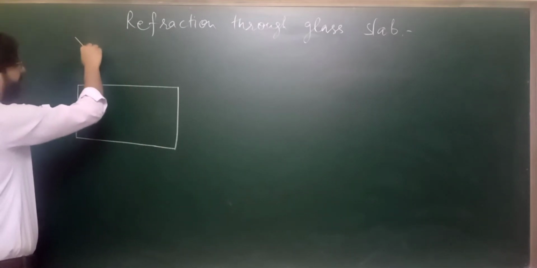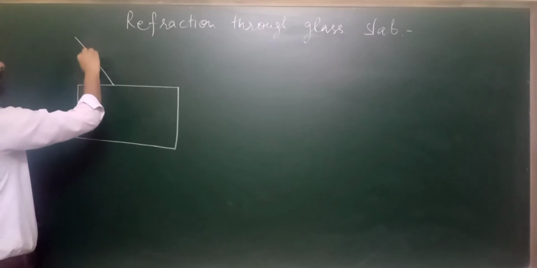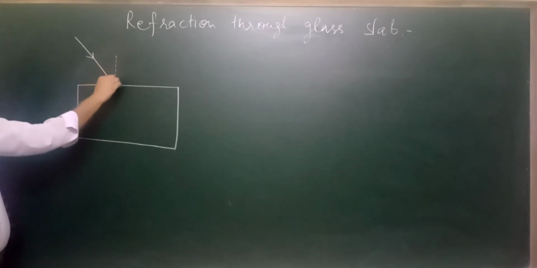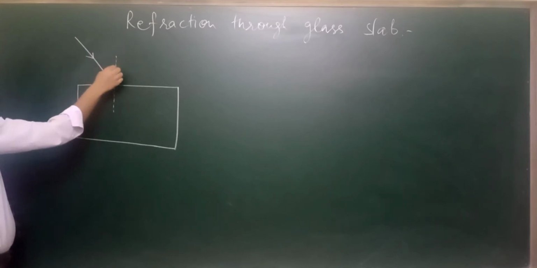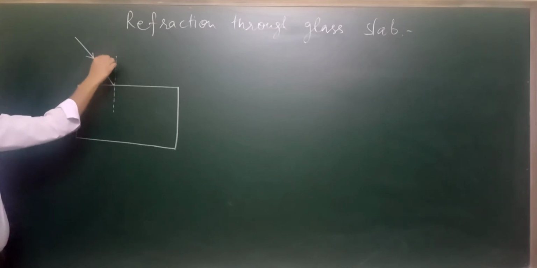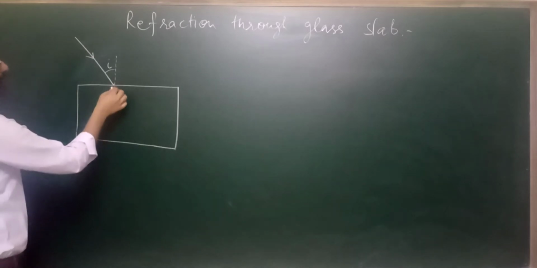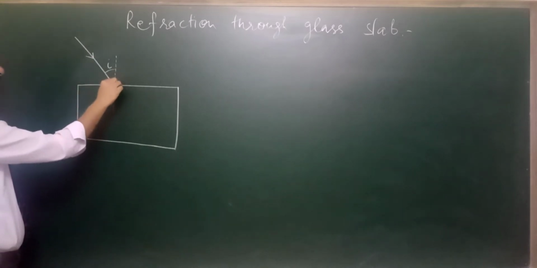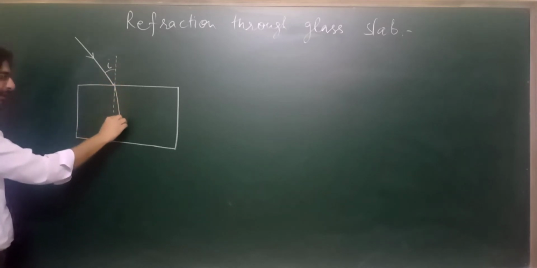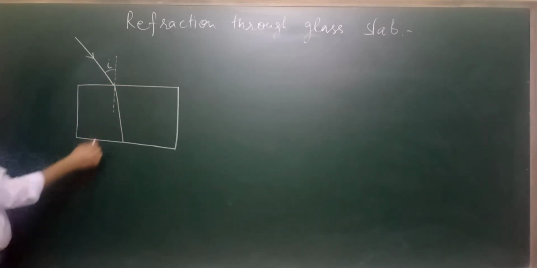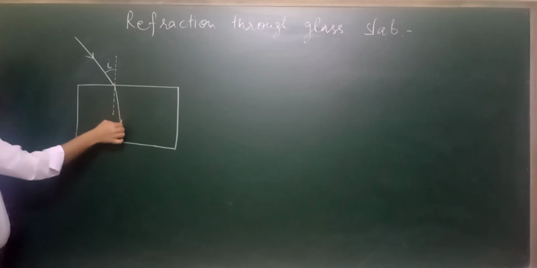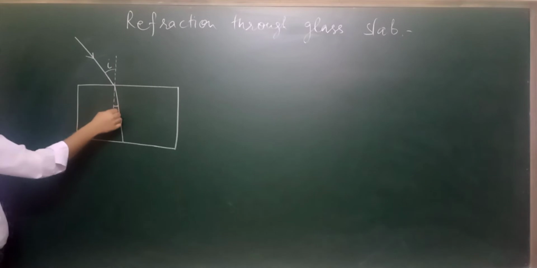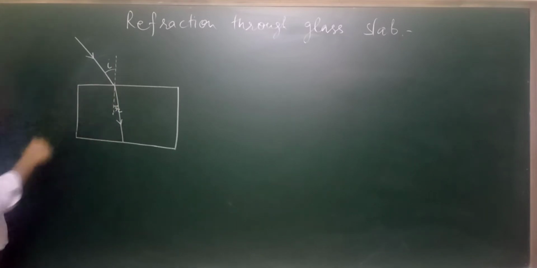A ray of light strikes on one face like this. This is the incident ray. This is the normal for this face. This is the angle of incidence. So as the ray will enter from rarer medium to denser medium, how will it bend? Towards the normal, like this. Fine. So this is the refracted ray. Angle between refracted ray and normal is angle of refraction R.